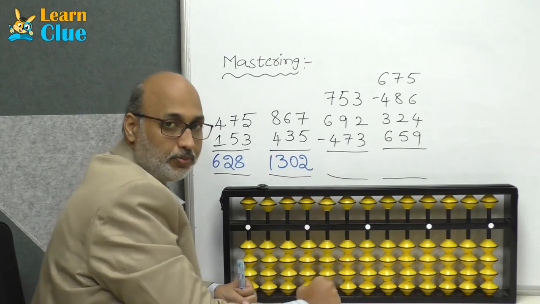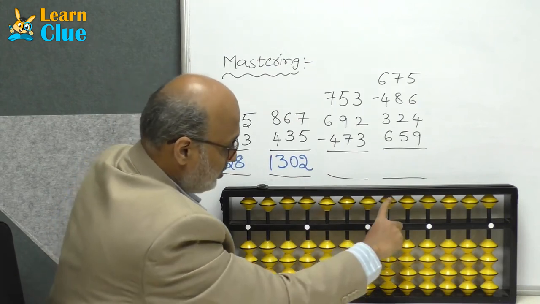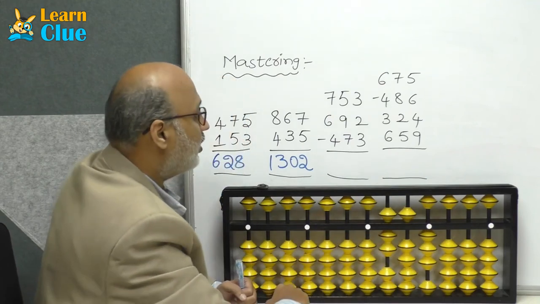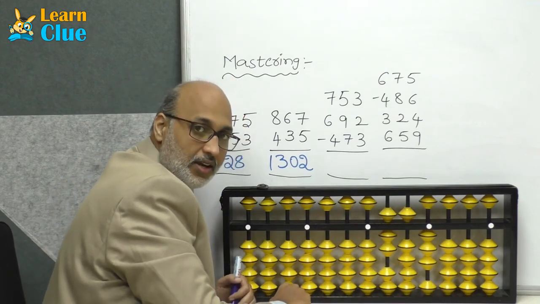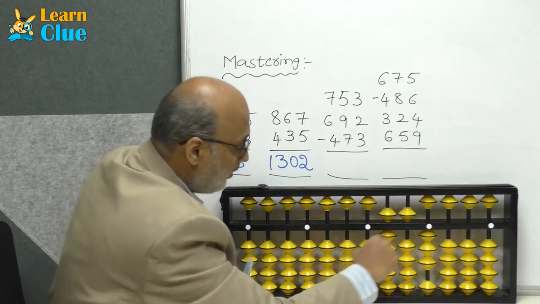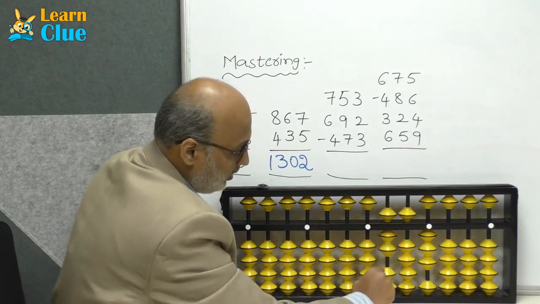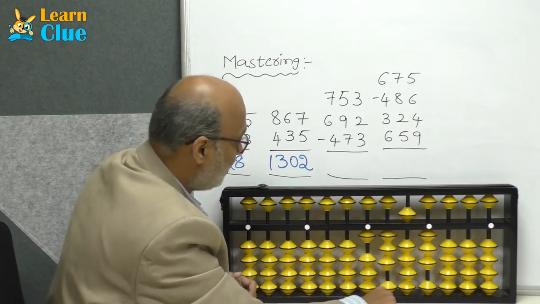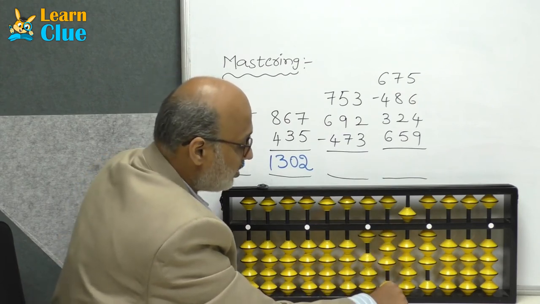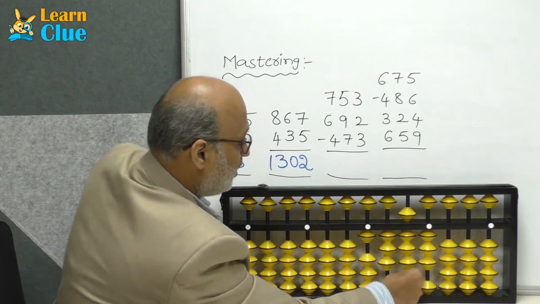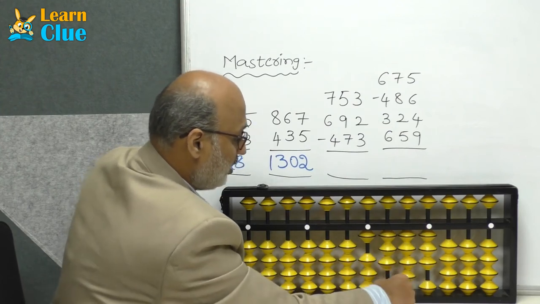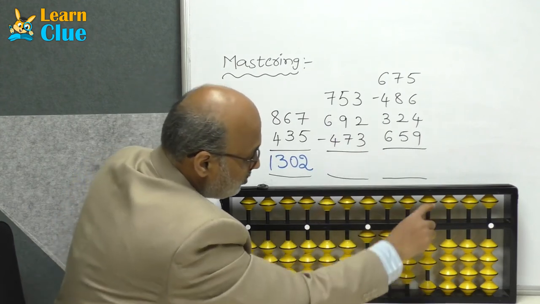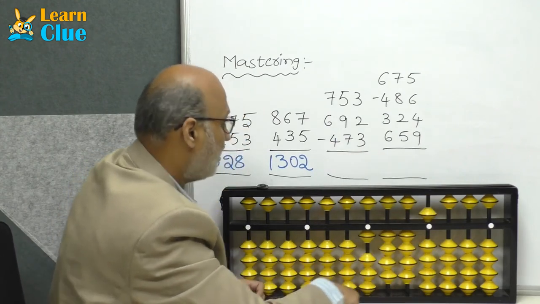We will see this problem. 753 plus 692. Okay, plus 600 first. How to do plus 600? Plus 10 minus 50 plus 1000. Plus 90 is nothing but plus 40 minus 50 plus 100. Plus 2. Plus 2 is nothing but plus 5 minus 3.